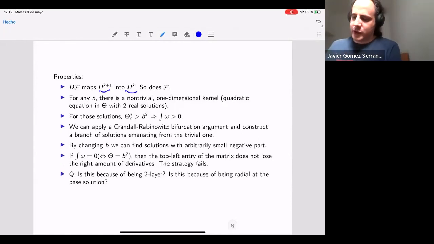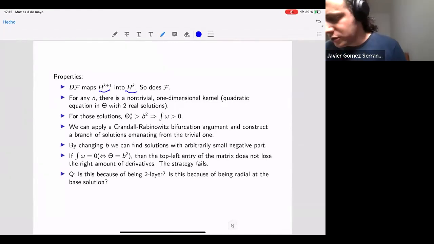Now, for those solutions, theta is strictly bigger than b squared. So the solutions that we find will not have zero mean. The integral of the vorticity will be strictly positive.